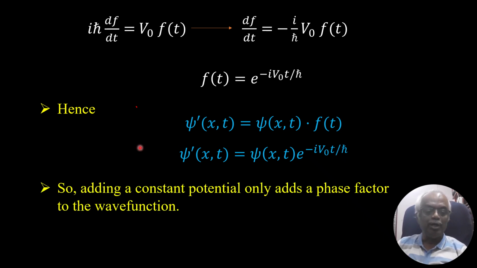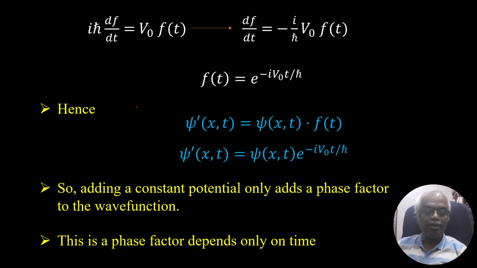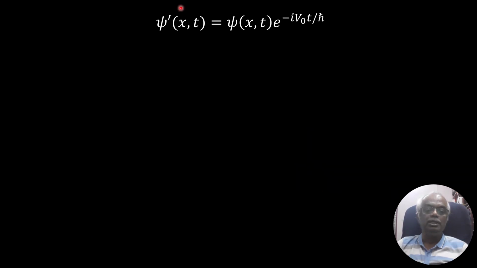Now we know that adding a constant potential only adds a phase factor to the wave function. Now we will move further. This phase factor depends only on time. That is a very important point. This phase factor depends only on time, not on position. That is an important point. Now we got the wave function ψ'(x,t) is equal to ψ(x,t) e to the power minus i V0 t over ħ.